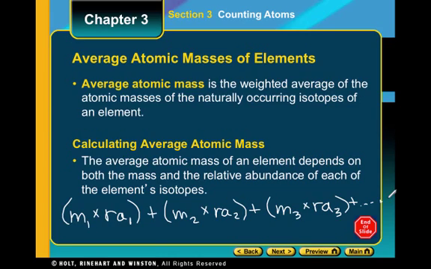And if you add up the percentages of all the isotopes, what should they equal? If it's all of the isotopes, they should equal 100%. So sometimes they won't give you each one. Maybe they might leave off one, but they should all equal 100. You should be able to solve for that.